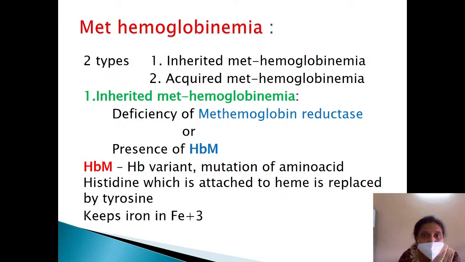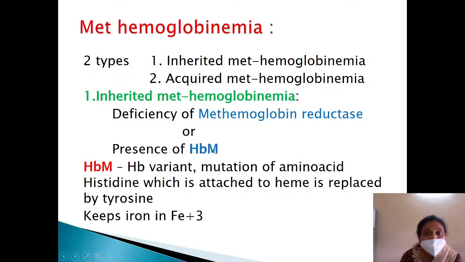Methemoglobin cannot convert back to hemoglobin, thereby increasing the concentration of methemoglobin, or this is due to the presence of a hemoglobin variant, that is HbM. Methemoglobinemia is characterized by increased methemoglobin levels in blood. It could be of two types: inherited and acquired. The inherited one may be due to the deficiency of the enzyme methemoglobin reductase. In the absence of this, there is failure in the conversion of methemoglobin to hemoglobin.